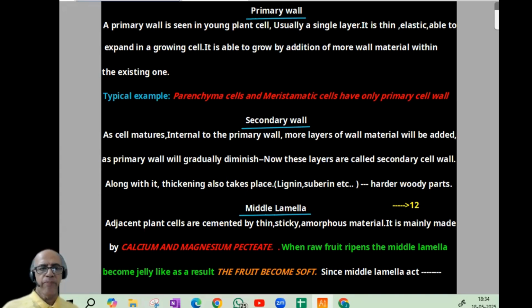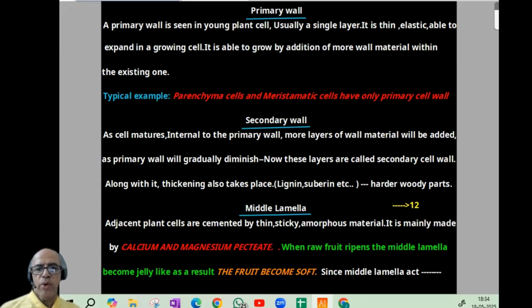Now comes the secondary wall. Secondary wall means later. As the cell matures, internal to the primary wall, more layers of wall materials will be added, as the primary wall gradually diminishes. These layers are called the secondary cell wall. Along with it, thickening also takes place, with chemicals like lignin, suberin, etc. In harder, woody parts, it will be stronger.